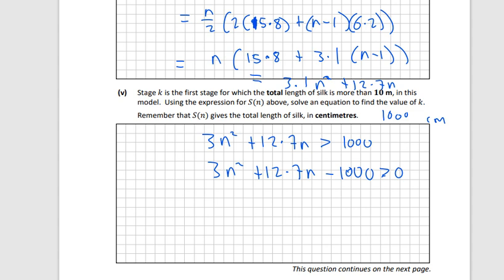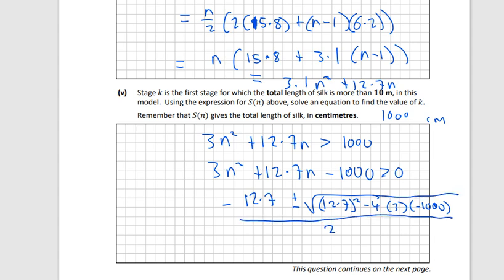And then it's the minus b formula. So minus 12.7 plus or minus the square root of 12.7 squared minus 4 times 3 times minus 1000, all over 2 times 3. And when you put it in with a minus, you get minus 20.5.